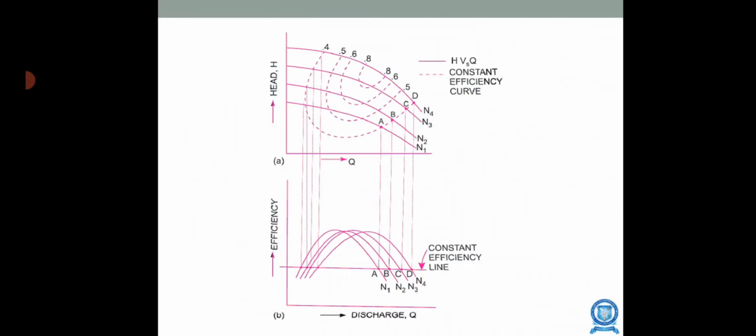When you take the efficiency curve, efficiency is along the y-axis and discharge is along the x-axis. Here A, B, C, D are for various speeds N1, N2, N3, N4. You can see a line which is your constant efficiency line. This is how constant efficiency curves are obtained.